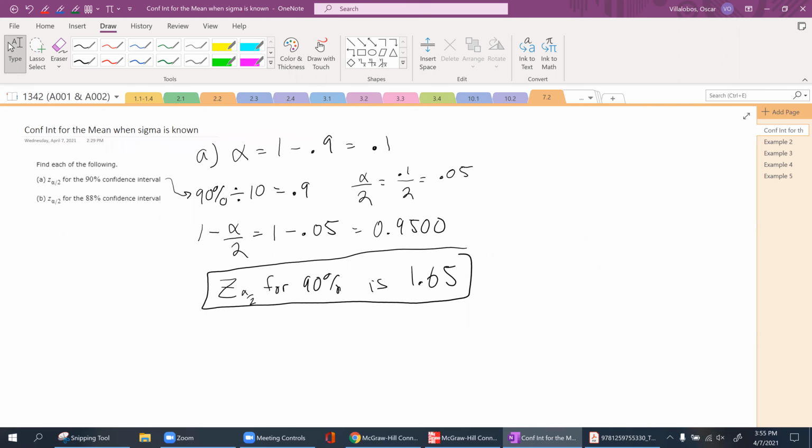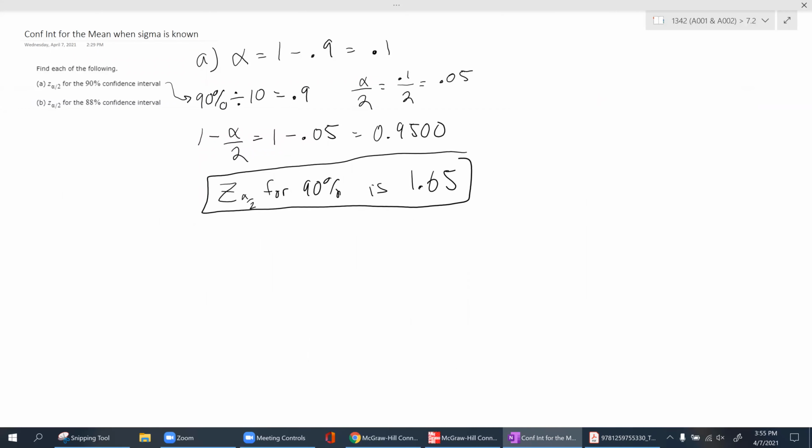1.65. Let's go ahead and do another one. Go ahead and make this a little bit bigger. I'm looking for the same thing, z sub alpha over 2 for the 88% confidence interval. The first thing I want to do, I think this was probably a little bit confusing, so let me move this up here.